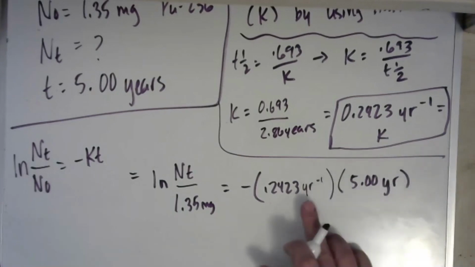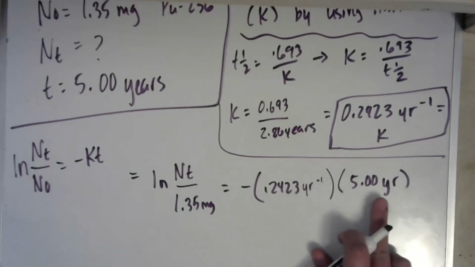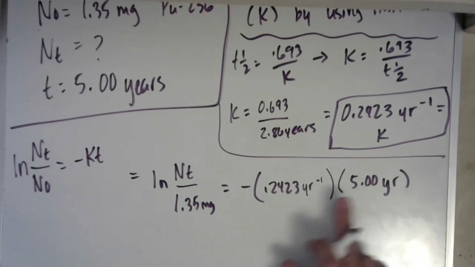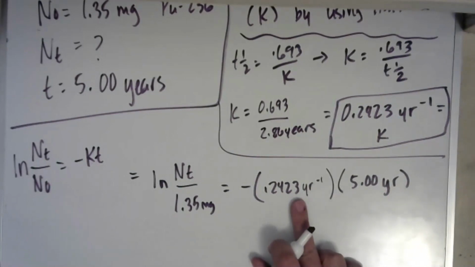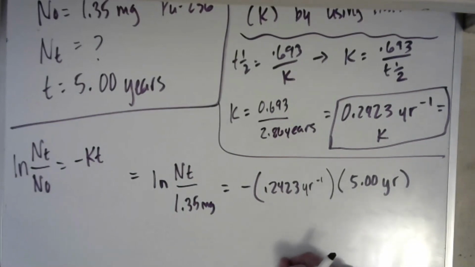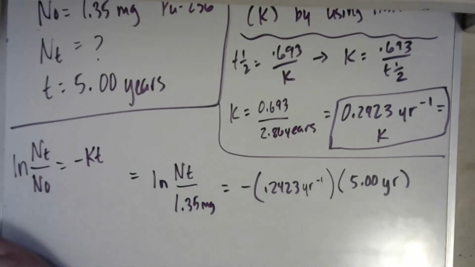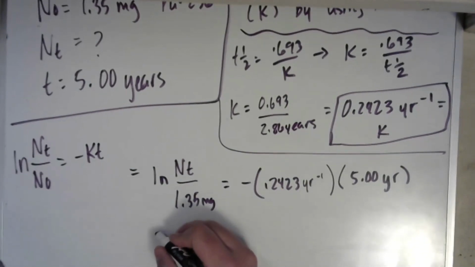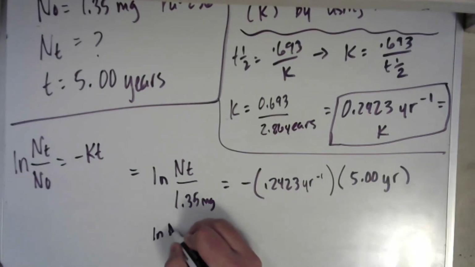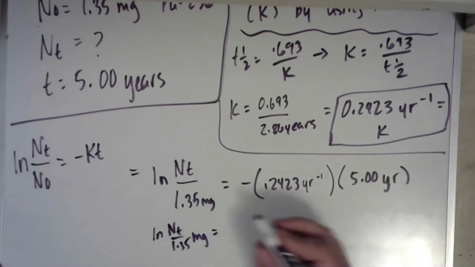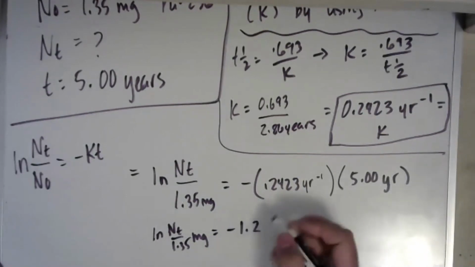This is what I was talking about also when I said make sure that these time units match. If your time value was given in like days, you would have had to convert your K value in terms of inverse days instead of inverse years. Okay. So just watch out for that. So now I'm gonna solve for this part of it. And I get ln of nt over 1.35 milligrams equals negative 1.212.